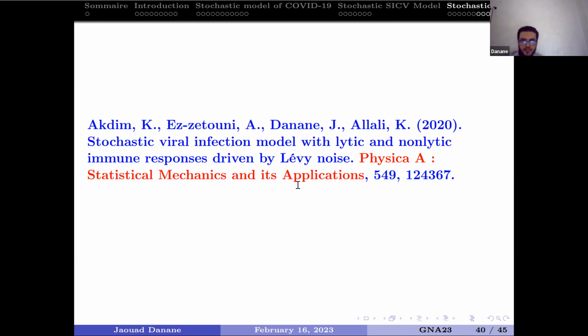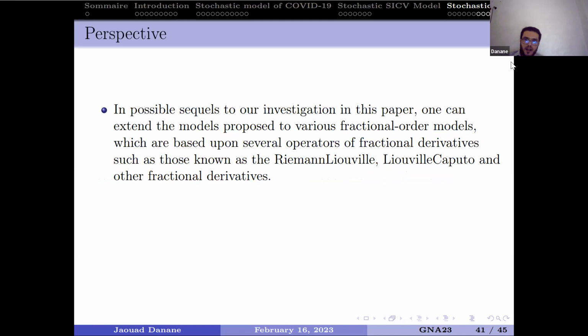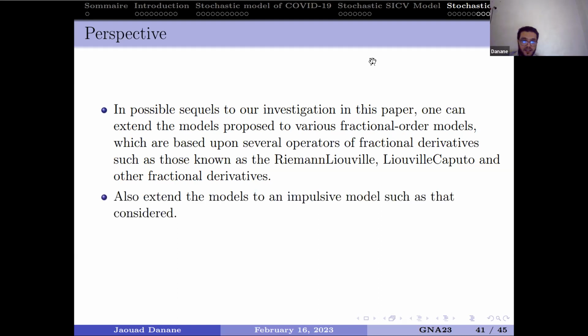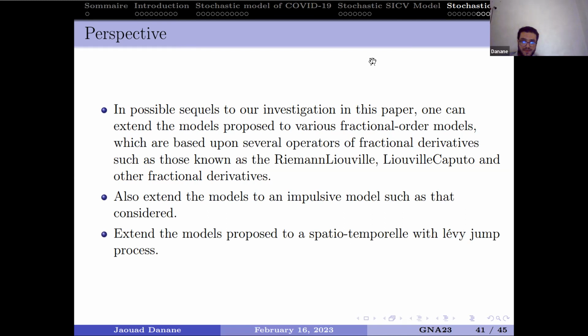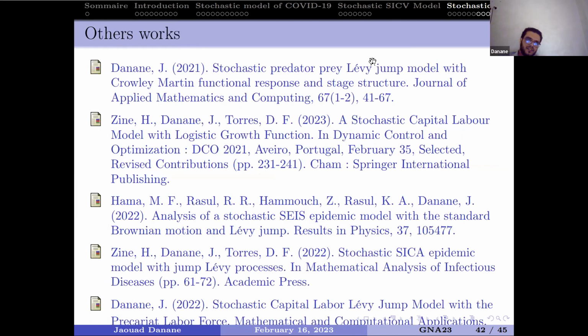About some recommendations or perspectives of our work, as possible extensions of our investigation in this paper, one can extend the proposed model to various fractional order models, based upon several operators of fractional derivatives such as Caputo, Caputo-Fabrizio, and other fractional derivatives. We can also extend the model to an impulsive model, and to a spatio-temporal model with Lévy jump process.